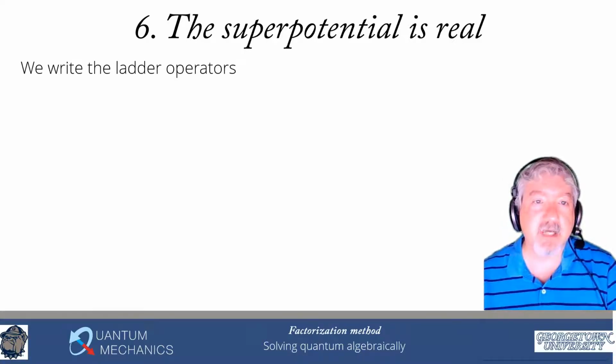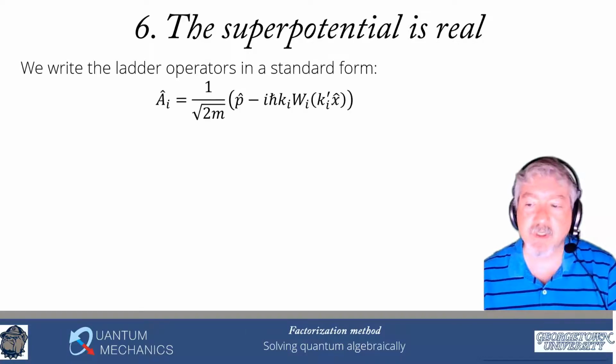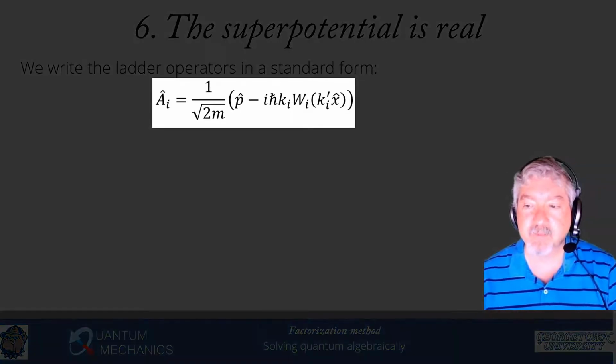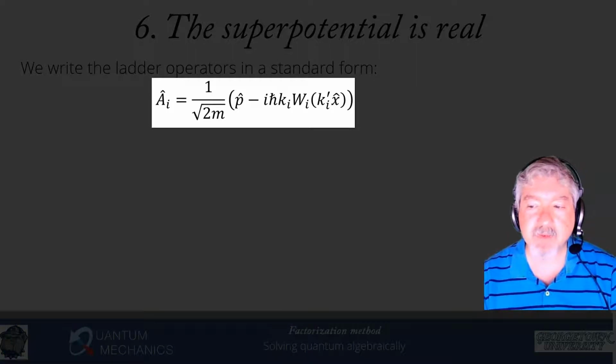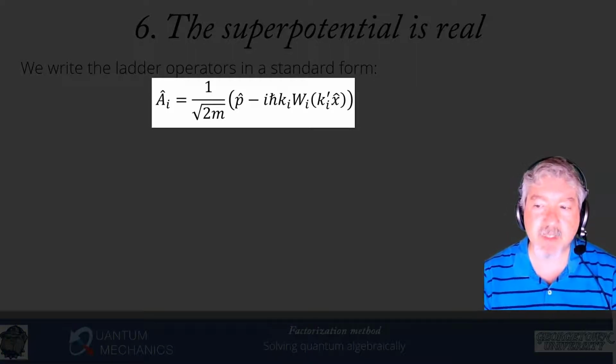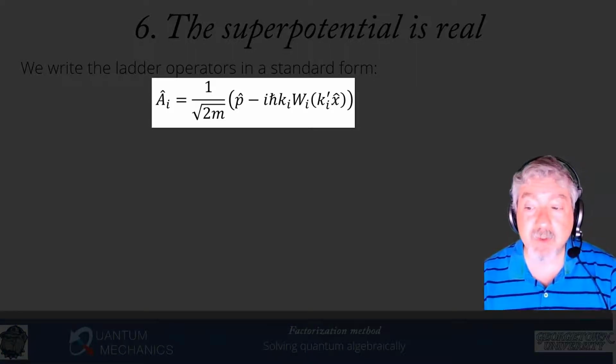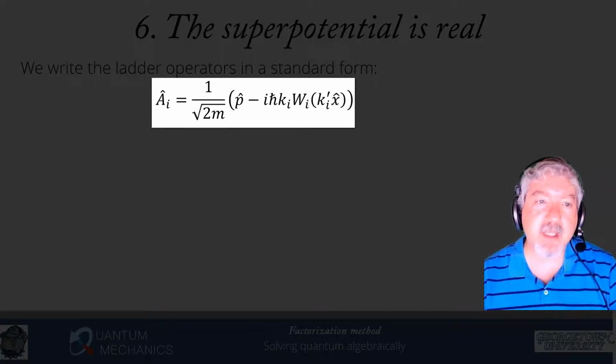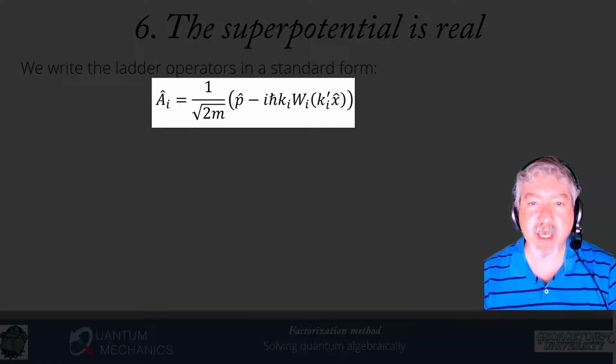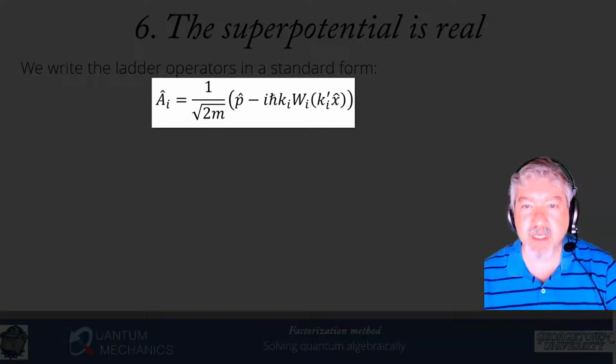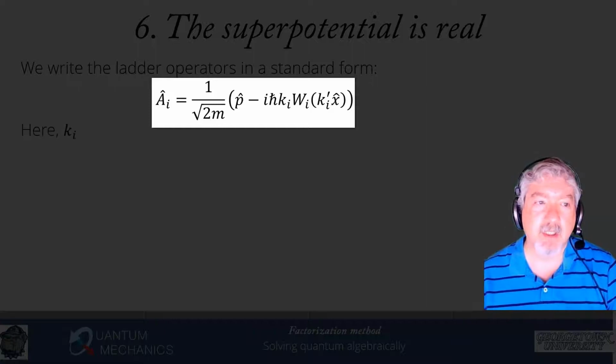We're going to write the ladder operators in what is a standard form. This comes from a field called supersymmetric quantum mechanics. We're not going to talk about that in any great detail, but we are going to use some of their notation. We write the A_i operator in the following form: 1 over the square root of 2m, (p hat minus i h bar k_i W_i of k_i prime x hat). You see here x hat is an operator. It's inside a function W_i.